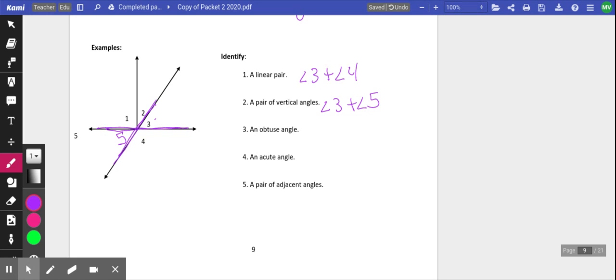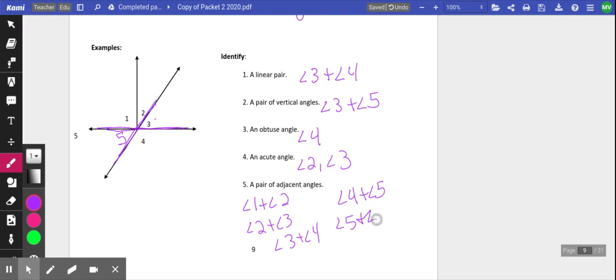An obtuse angle would be angle 4. An acute angle, you could say angle 2 or angle 3. And a pair of adjacent angles, there's lots of choices. We could say angle 1 and angle 2, angle 2 and angle 3, angle 3 and angle 4, angle 4 and angle 5, and angle 5 and angle 1.